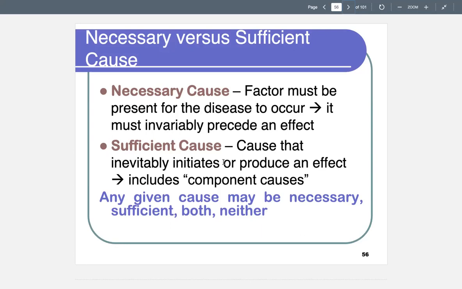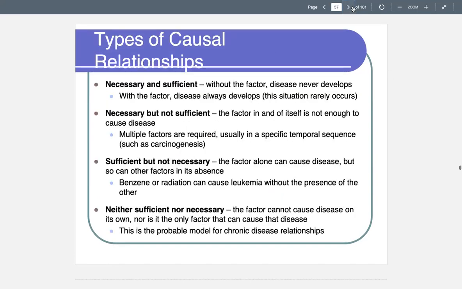Okay, sufficient cause, there's a cause that inevitably initiates or produce an effect. Okay, that this includes a component causes, no? Any given cause may be necessary, okay, may be sufficient, or it could be both. Okay, these are the types of a causal relationship. Okay, necessary and sufficient. No, without the factor, the disease never develops. Okay, with the factor, disease always develops.